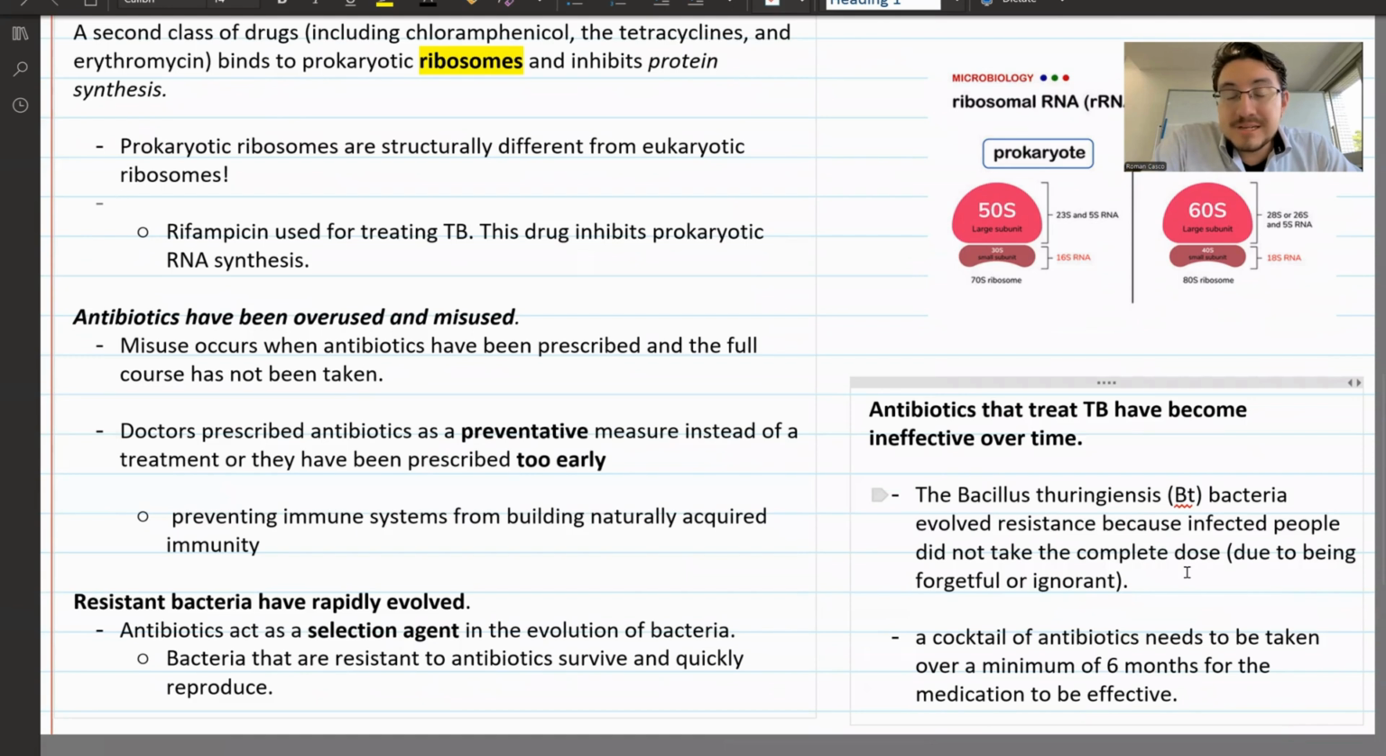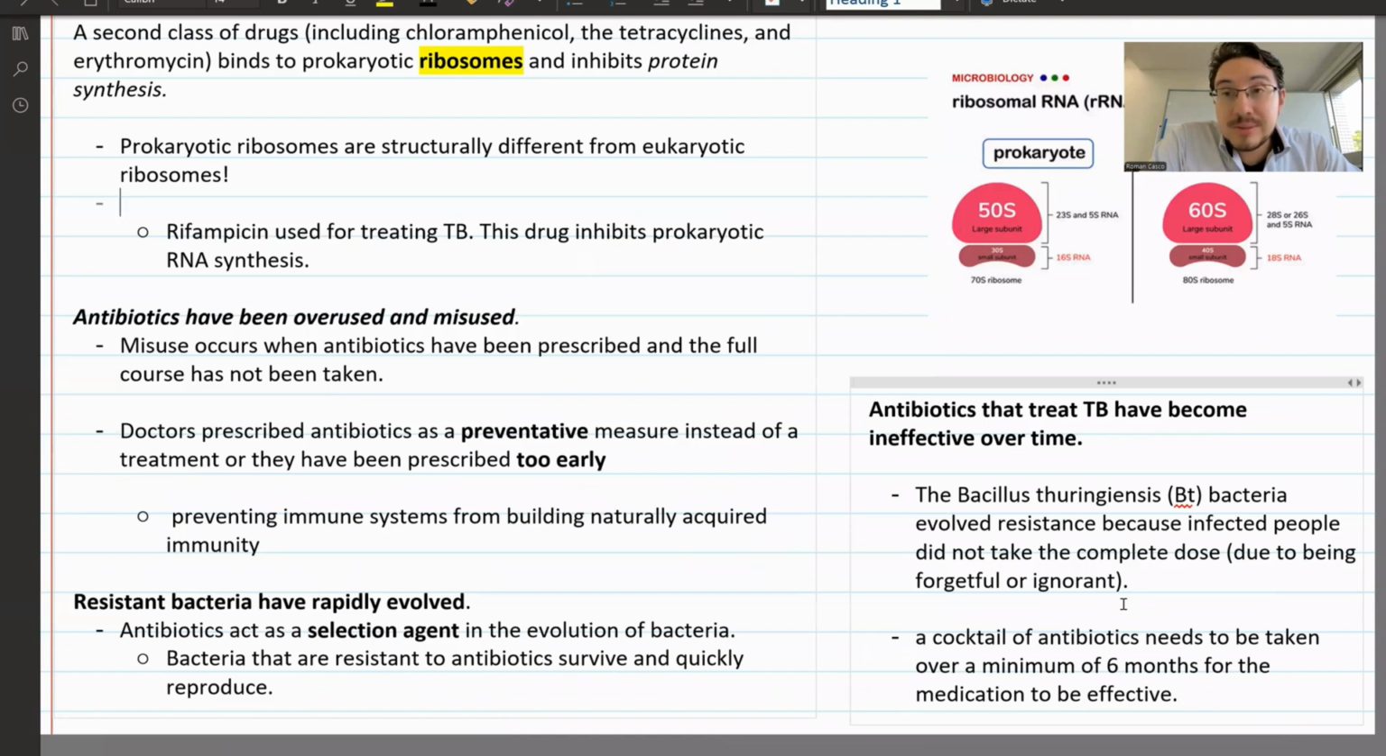It does happen that a lot of people forget, are ignorant, or they don't want to drink too much medicine. So it does more bad than good when you skip a dose, right? Or when you skip and don't take your course. Okay.